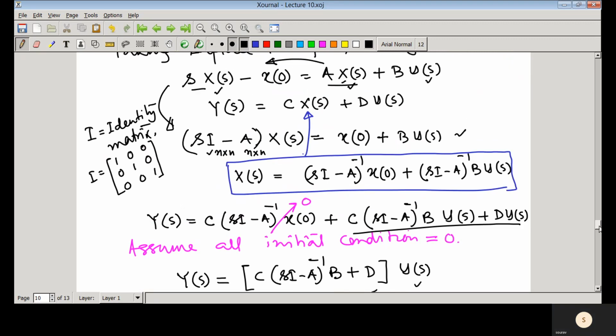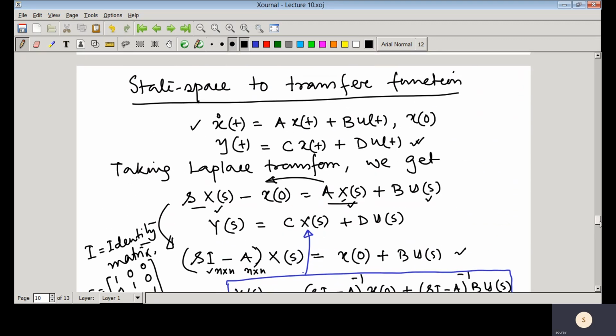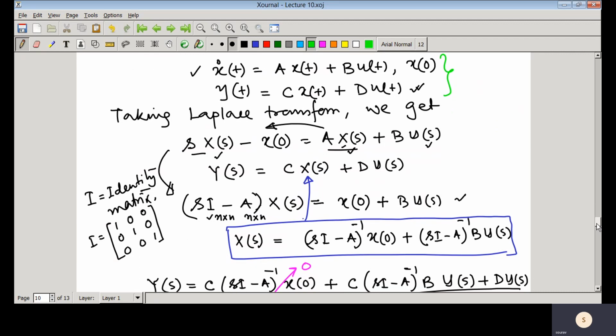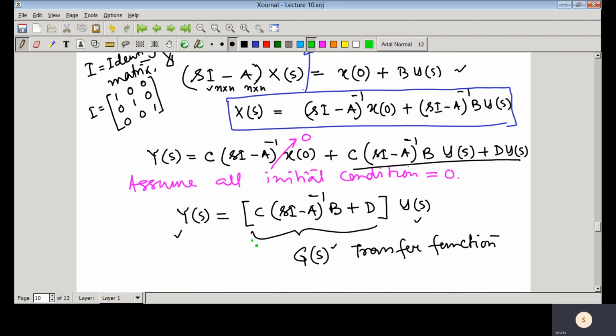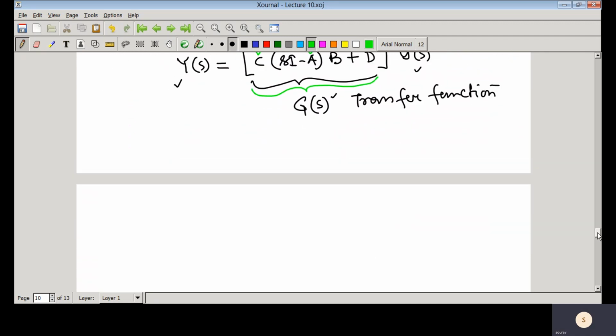So then what we have done: suppose a dynamical system is given and you have that state space representation. Whenever you have that state space representation, just directly applying this formula, that is C into (sI minus A) inverse B plus D, where you have the C, A, B and D matrices known, you can find the transfer function. So let us take one small example, then I think it would be clear.